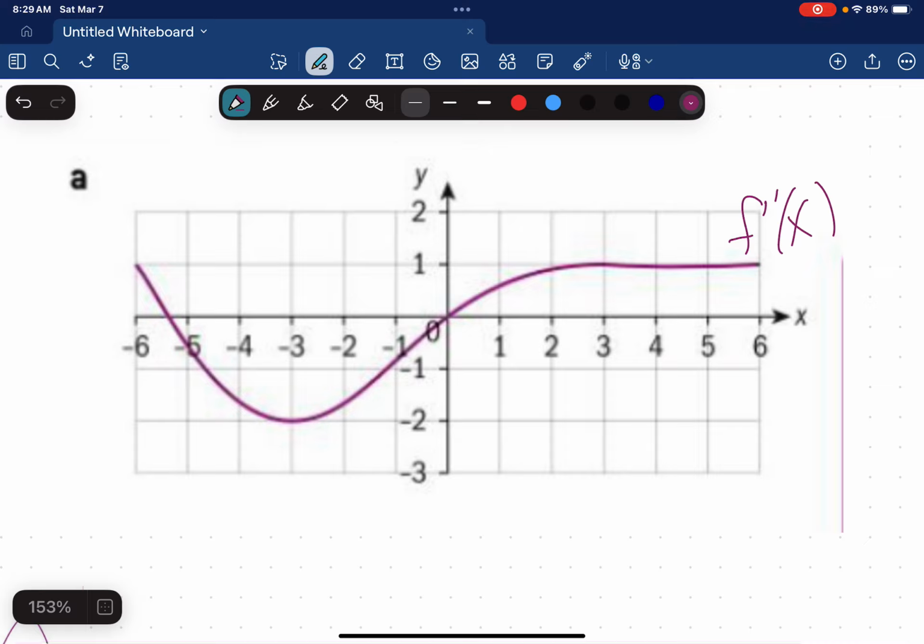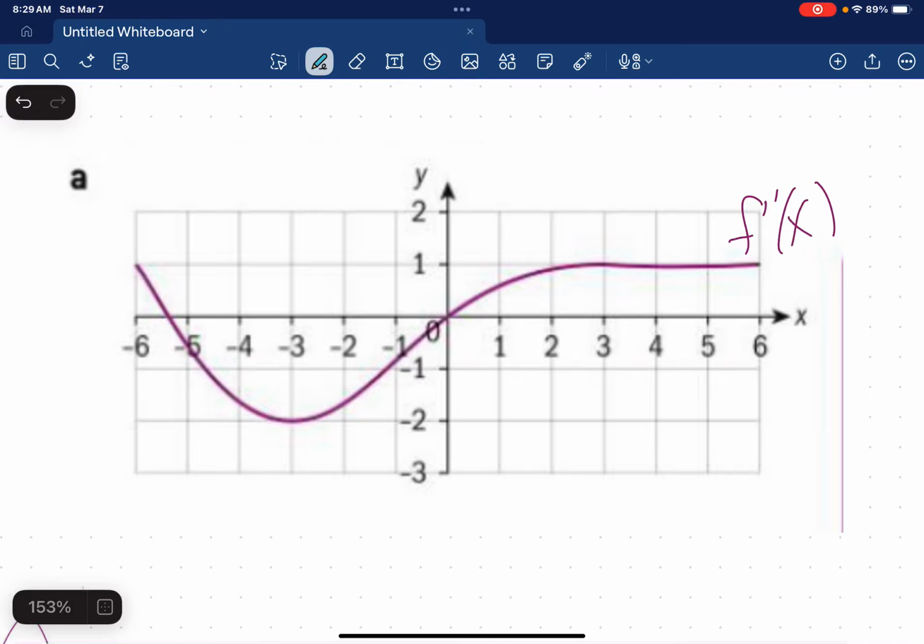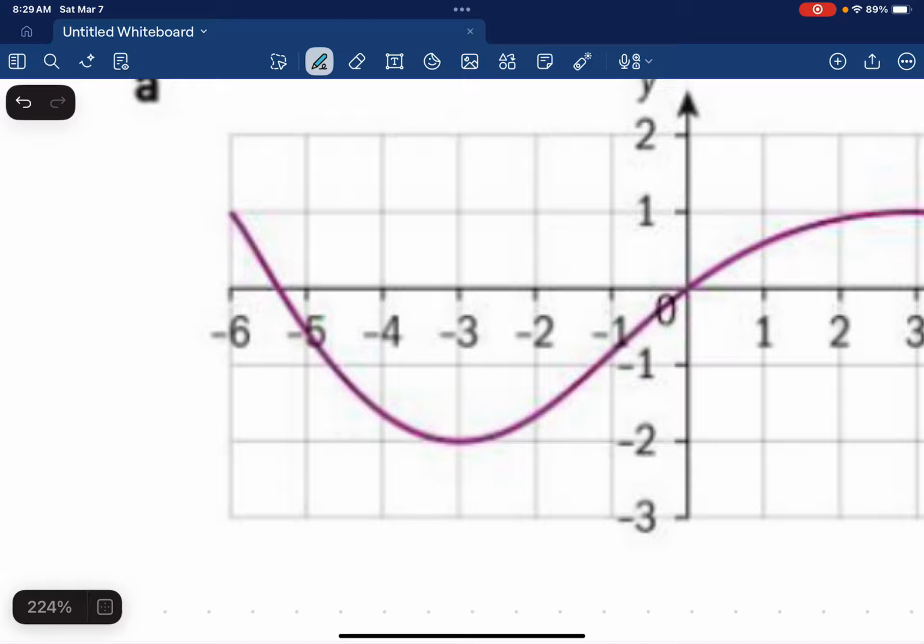Likewise, I don't know what notification I just got. I'm going to do dark blue for f of x. Likewise with f of x, f double prime of x is the next derivative of f of x, which is the slope of it. So we can apply the same thing we were applying earlier. So positive here, that means the function is increasing.